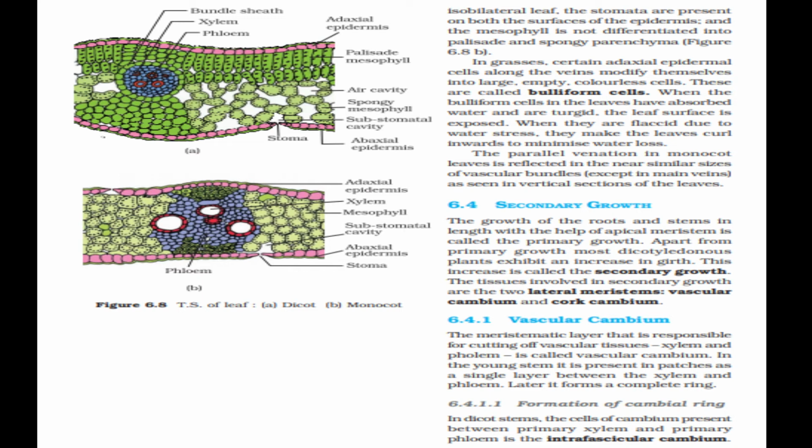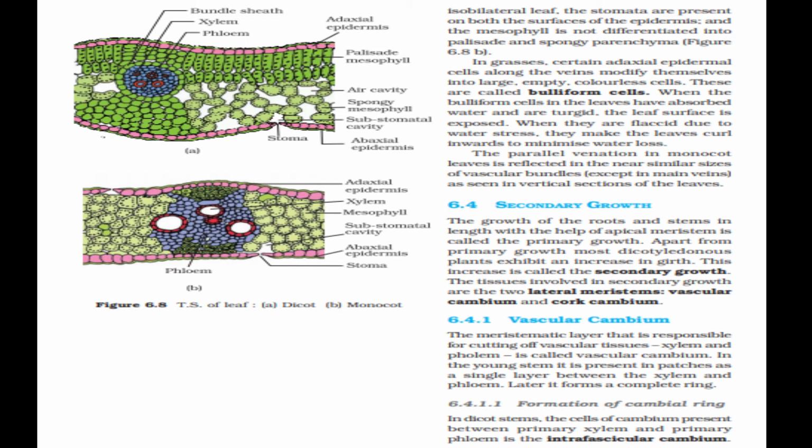6.4. Secondary growth. The growth of the roots and stems in length with the help of apical meristem is called the primary growth. Apart from primary growth, most dicotyledonous plants exhibit an increase in girth. This increase is called the secondary growth. The tissues involved in secondary growth are the two lateral meristems, vascular cambium and cork cambium.